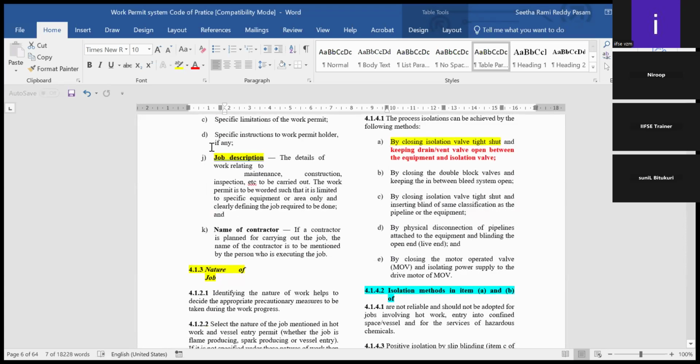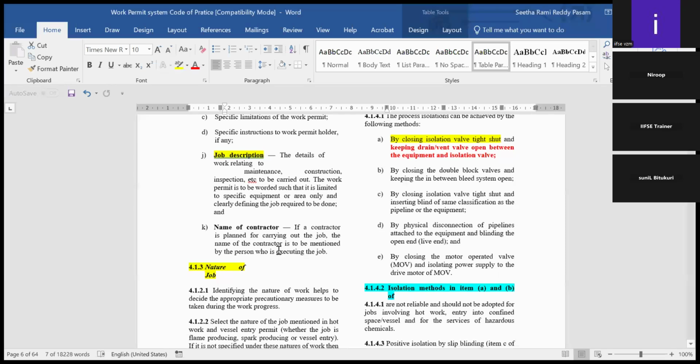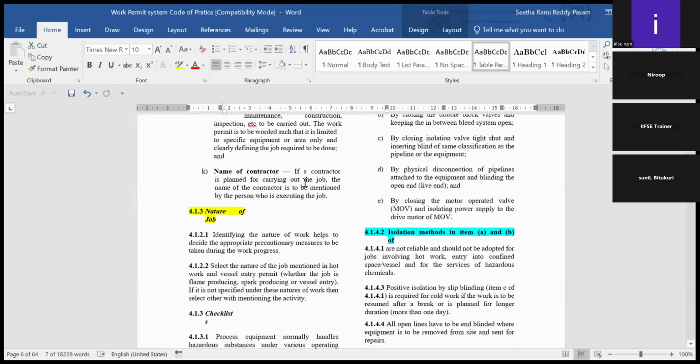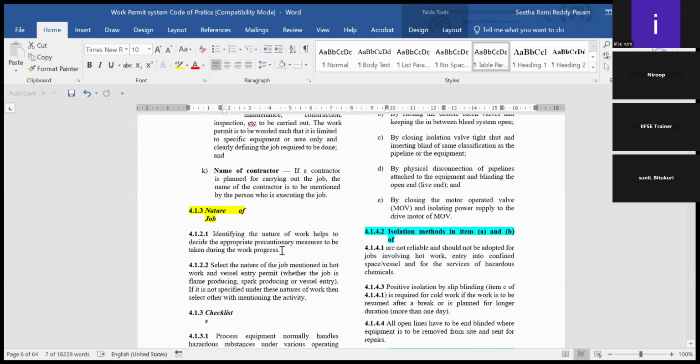Then we have another section, job description. We have to give the job description: what kind of activity they are performing, and the name of the contractor. So who is performing an activity? Sometimes our internal department also will be the one. If it is a contractor, we have to mention the name. Otherwise, you can mention which department or which section of people is performing that activity.